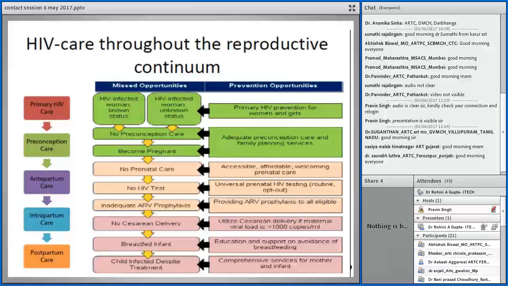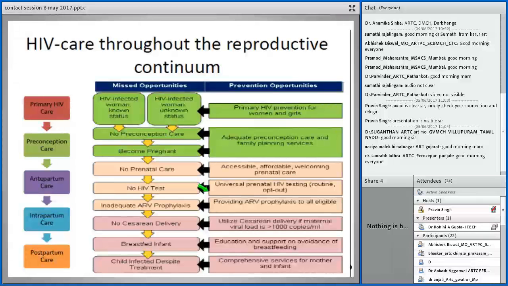So what are our steps of prevention in this? The first thing is that an HIV infected lady with an unknown status should be diagnosed. So primary HIV prevention for women and girls. The second step of prevention is adequate preconceptional care and family planning services. Next is accessible, affordable, welcoming prenatal care. The fourth preventive step is universal prenatal HIV testing.